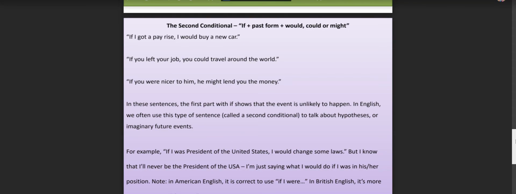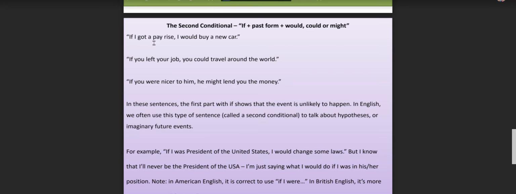Right? Now let's come to the second conditional. الجملة الشرطية الثانية أو ناخذ الإف plus past form صيغة الماضي. طبعا صيغة الماضي عندنا الأفعال اللي هي مثلا عندنا will وكان والبقية تتحول في صيغة past form صيغة الماضي تصير would, could or might.